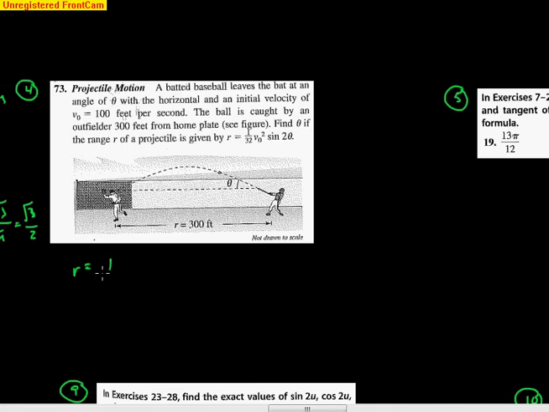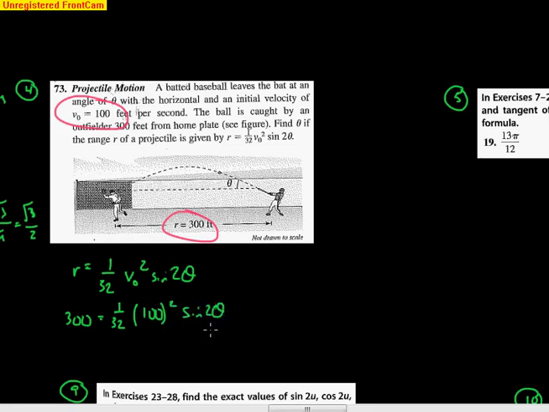R equals 1 over 32 v sub 0 squared sine of 2 theta. Okay? And the idea here is, let's plug in what we know. So we have a couple numbers. We have this 100 feet per second, and I'll circle, that's the v sub 0. And notice right here, r is 300. That's the distance away from where this ball initially took its velocity, or its approach from the bat. Okay? So I plug in 300 here. 1 over 32. V sub 0 is 100 squared. Sine of 2 theta. And again, my goal is to solve for theta.